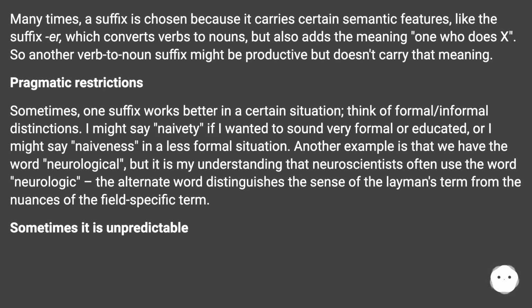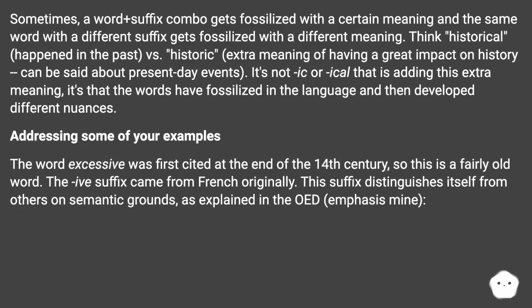Another example is that we have the word neurological, but it is my understanding that neuroscientists often use the word neurologic. The alternate word distinguishes the sense of the layman's term from the nuances of the field-specific term. Sometimes it is unpredictable. Sometimes, a word plus suffix combo gets fossilized with a certain meaning and the same word with a different suffix gets fossilized with a different meaning. Think historical, happened in the past, versus historic, extra meaning of having a great impact on history, can be said about present-day events. It's not -ic/-ical that is adding this extra meaning, it's that the words have fossilized in the language and then developed different nuances.